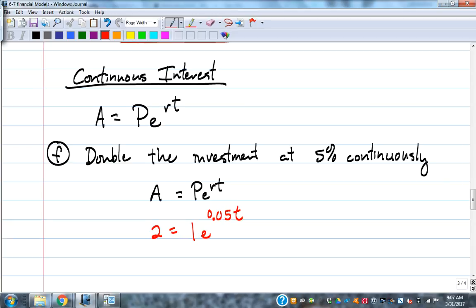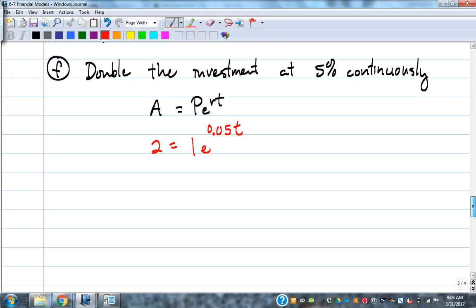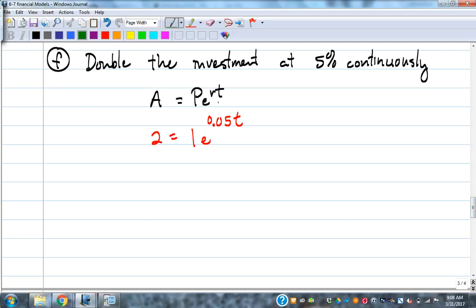$1, double it. If they ask me to triple it, I'm going to triple $1. If they ask me to quadruple it, I'm going to do 4 times $1. That's the easiest thing to do there. If they ask you to multiply an investment by a certain amount, pretend that investment is $1 and then work it out. It's going to work out the same whether it's $1 or $1,000 to double it. Doesn't seem like it would, but it does.